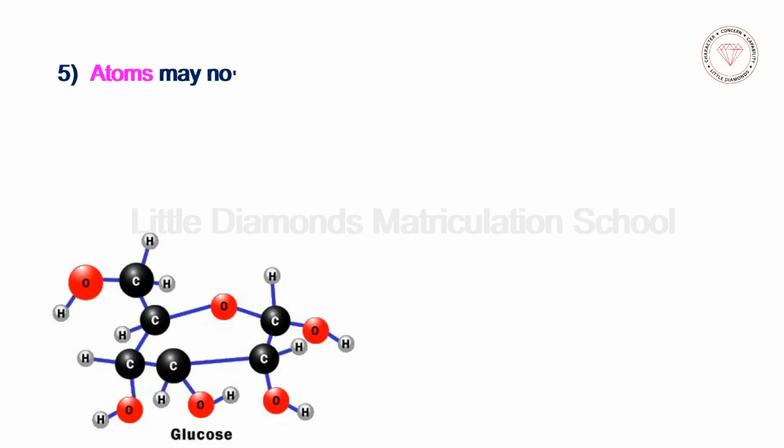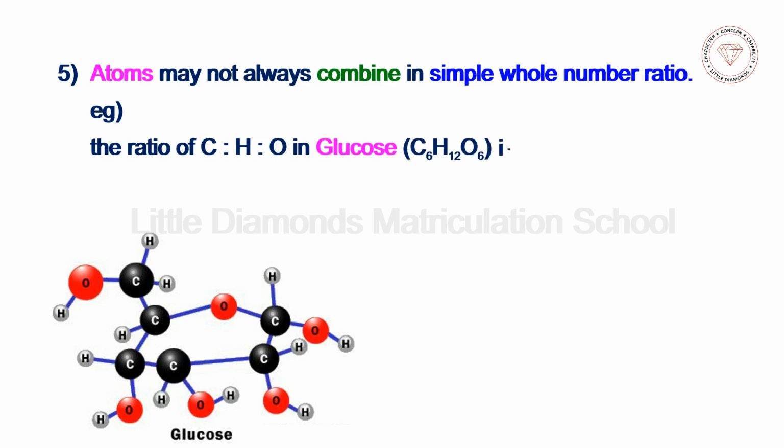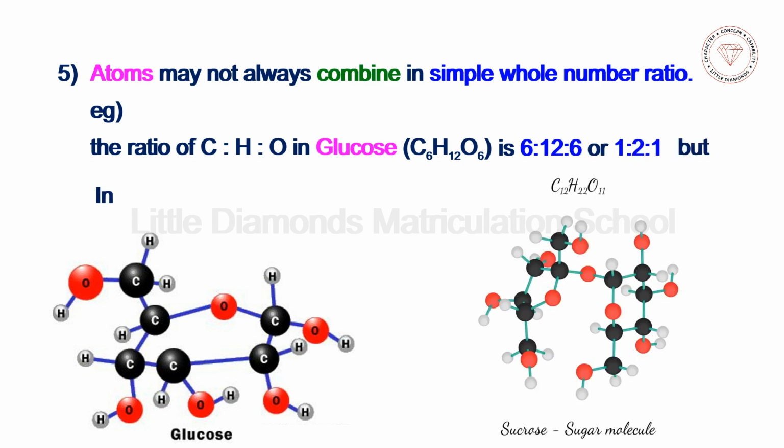Number 5, atoms may not always combine in simple whole number ratios. Example, the ratio of carbon, hydrogen and oxygen in glucose, C6H12O6, is 6 is to 12 is to 6 or 1 is to 2 is to 1. But in sucrose, C12H22O11, it is 12 is to 22 is to 11. So the ratio is not a simple whole number.